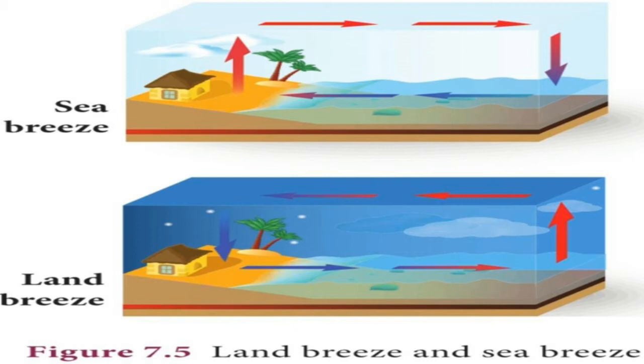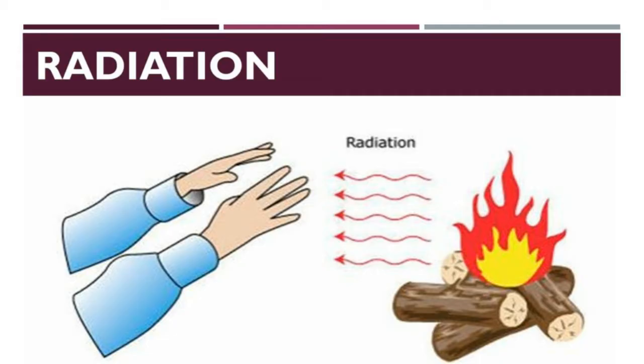During night time, air above the sea is warmer. As the warmer air over the surface of the sea rises, cooler air above the land moves towards the sea. It is called land breeze.